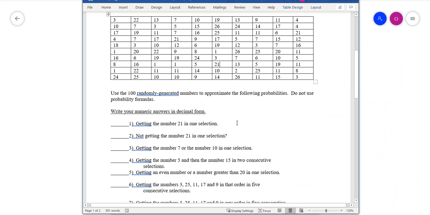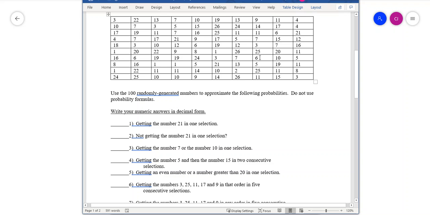Now let's look at the next one. Okay, what's the probability of not getting the number 21 in one selection out of here? So if I randomly just went through and picked a value, what would be the odds that it's not a 21? Like if I randomly just picked this cell right here.